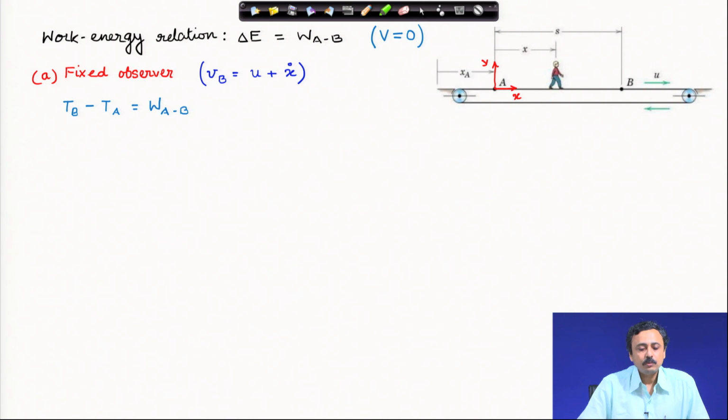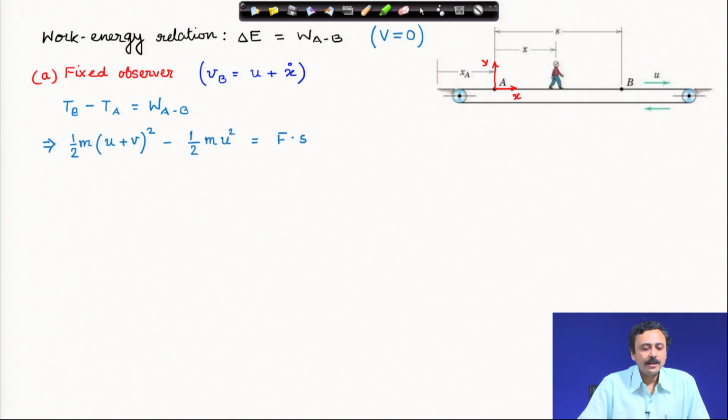Velocity of the walkway is u, which is constant, and x dot is marked there in the figure. x dot is the velocity of the boy relative to the walkway. Therefore, for a ground fixed observer, the velocity of the boy is u plus x dot. The kinetic energy of the boy at B minus kinetic energy of the boy at A must be equal to the work done as the boy moves from A to B.